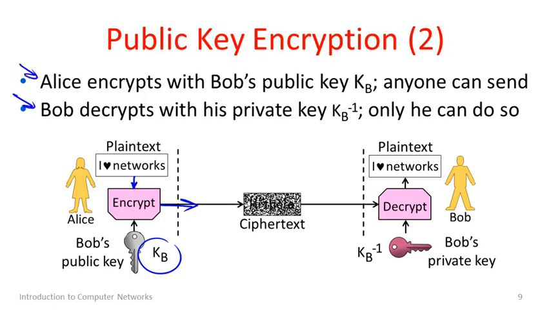The second step, as it goes over here, is that Bob decrypts it with his private key, and he can get back the plain text. Now that private key, KB to the -1, is a key that only Bob has. So he hasn't given this key to anyone else, not even Alice. So he's the only person who is able to decrypt and read this message. So we've created a system where anyone can send an encrypted message to someone and only they can read it. That's public key encryption.